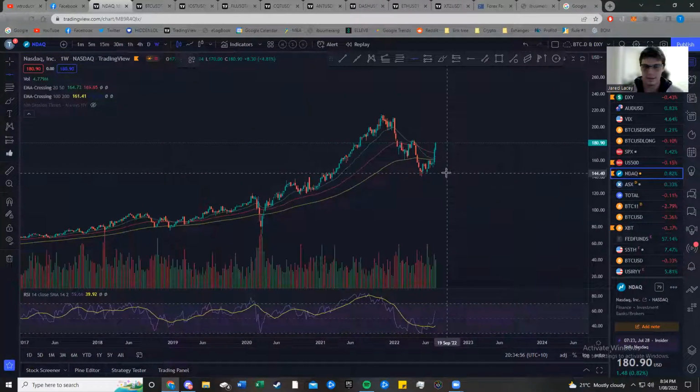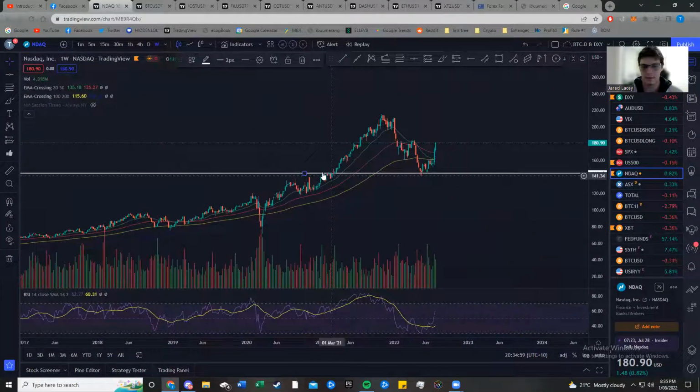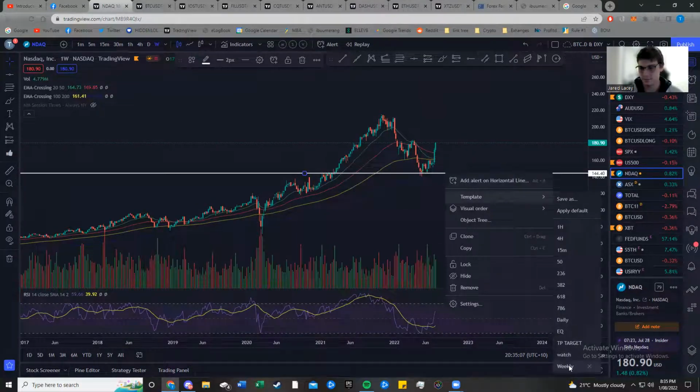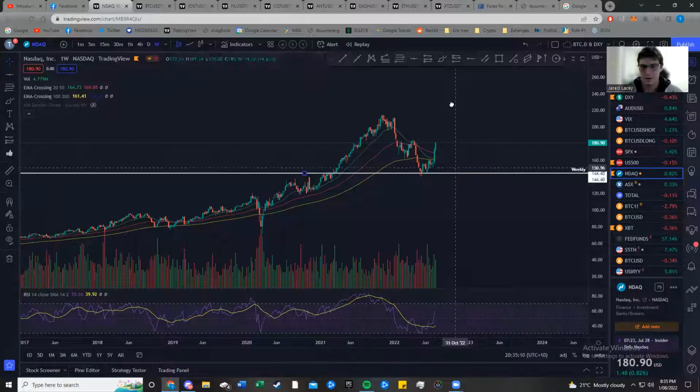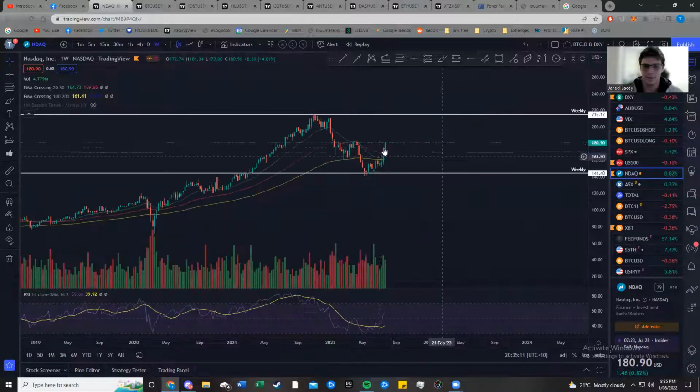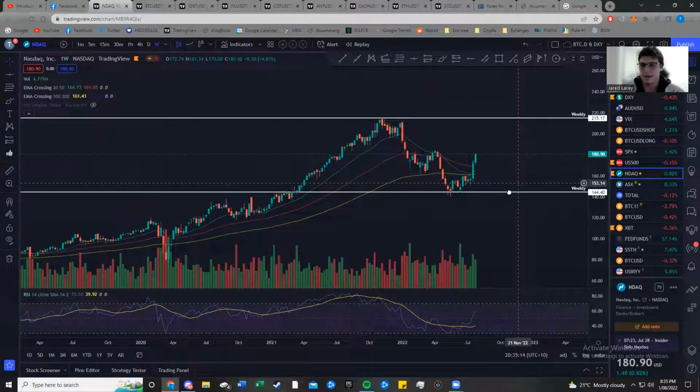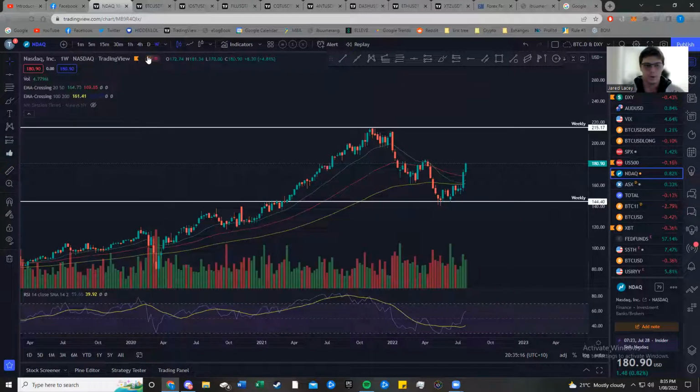Straight away, I can see a level here where it was tested, it pushed out, and now we've come back down, and now we've actually successfully pushed off this level. So this here would be our weekly level. Weekly. And for now, I'll put this up here as well. Now we want to jump ahead and go into the smaller time frames.